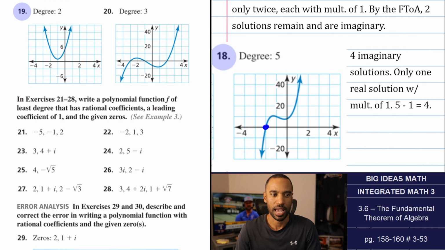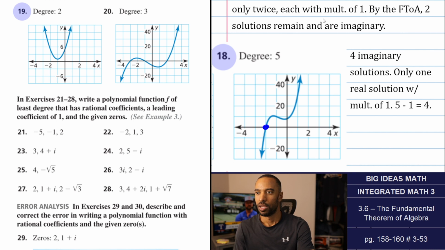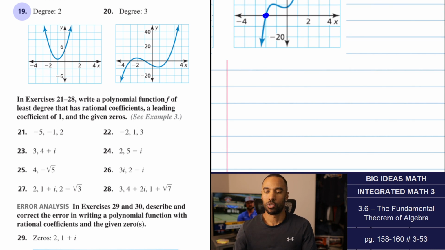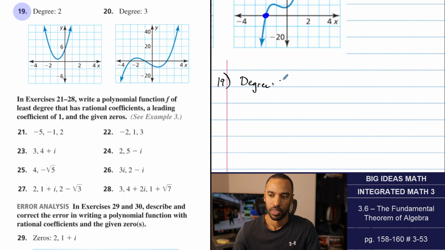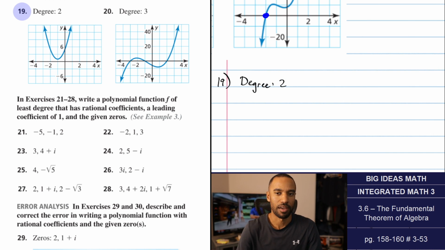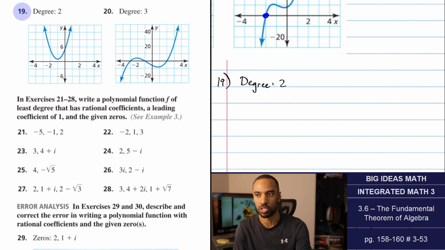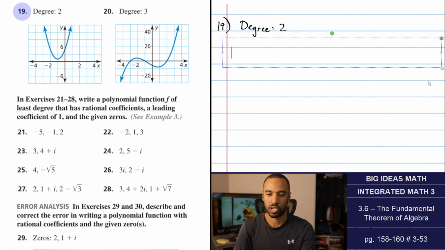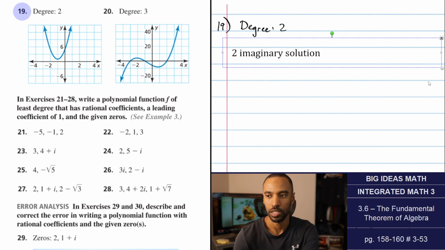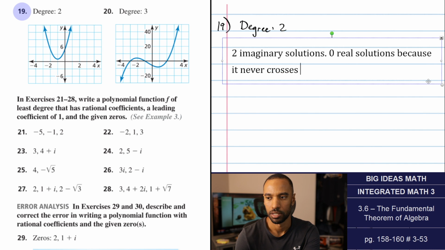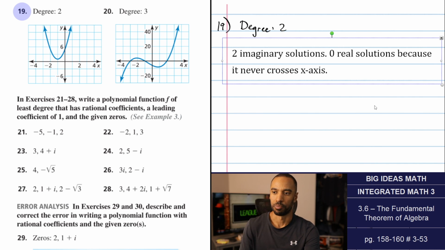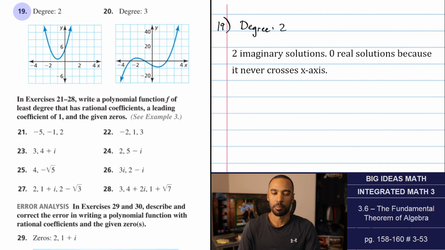Now, there are 2 more on this side, 19 and 20. They are still graphs. So on number 19, we have degree of 2. There's nothing I really need to mark on this one, so I'm just going to write out degree 2. And I want you to just kind of fill in the blank for what we have there. We have a parabola. It doesn't cross the x-axis at all. No real solutions means the only solutions can be imaginary. So 2 imaginary solutions, complex conjugate pairs, 0 real solutions because it never crosses the x-axis. And then 2 minus 0 is 2, right? So 2 imaginary solutions for number 19.